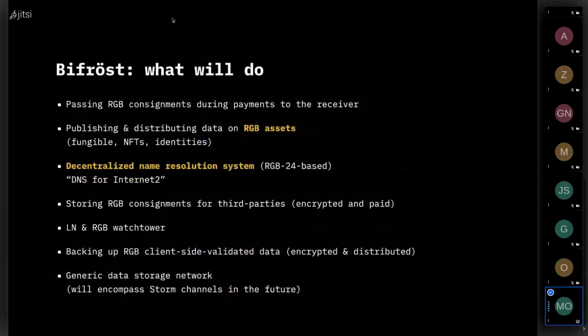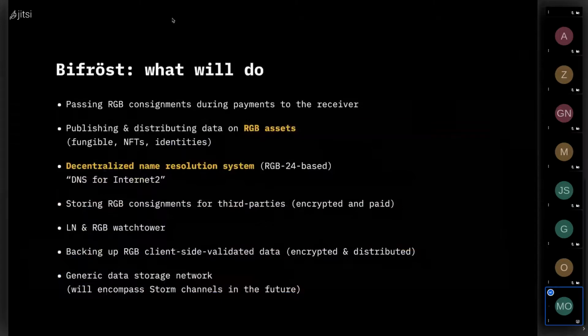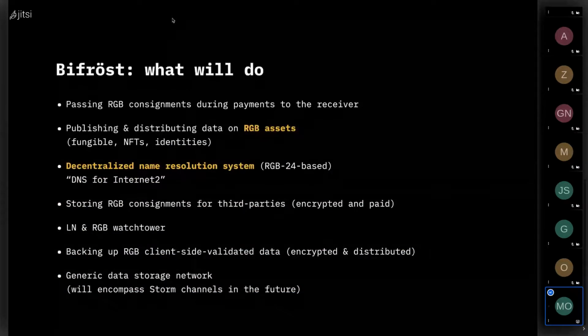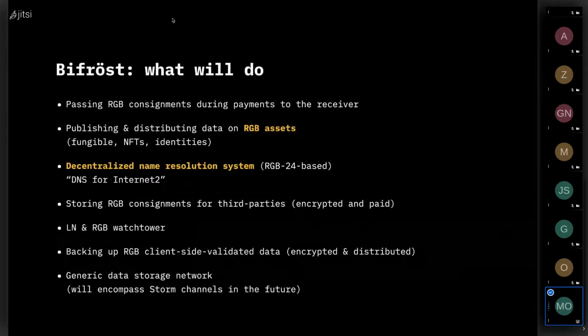So first of all, starting with what Bifrost does, what it will do. I see at least 7 tasks that can be efficiently covered by Bifrost as a part of Lightning Network and an extension to the Lightning Network functionality.